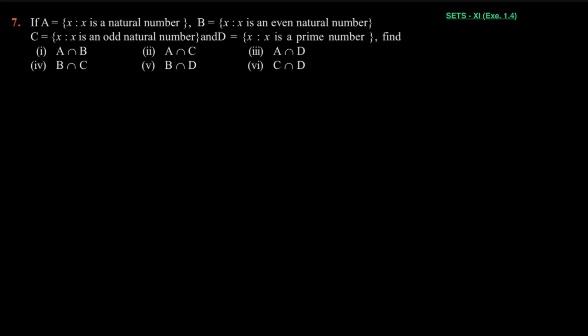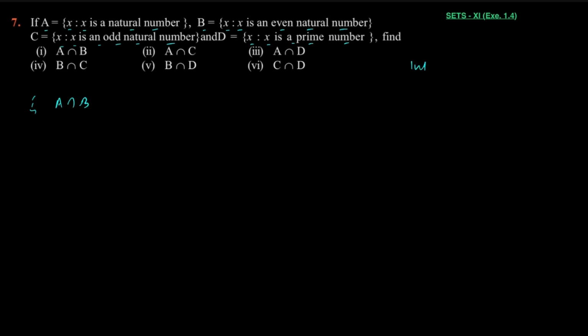So today in this video we are going to attempt question number 7 and probably question number 8 of SETS class 11th exercise 1.4 of CBSE mathematics. So question number 7 is: if set A is x such that x is a natural number, set B is x such that x is an even natural number, set C is x such that x is an odd natural number, and set D is x such that x is a prime number. Find A intersection B. So in part first, we'll have to find A intersection B.